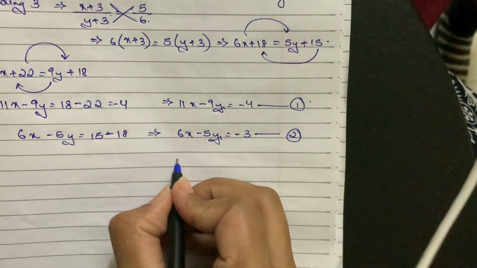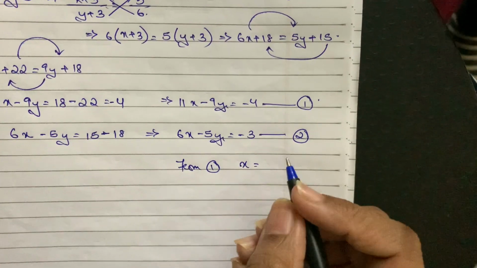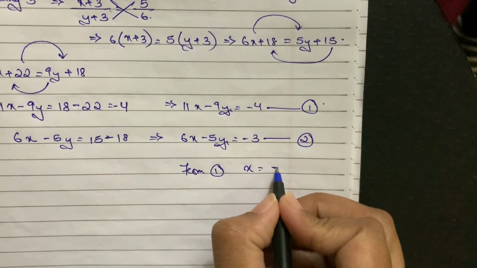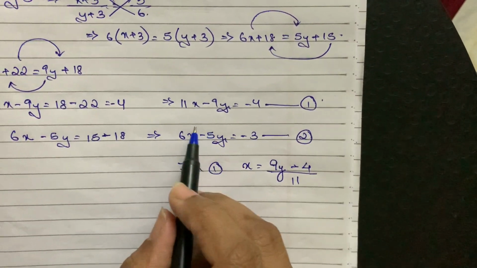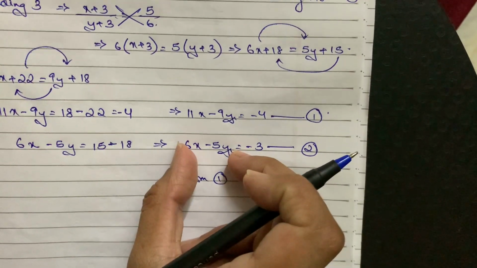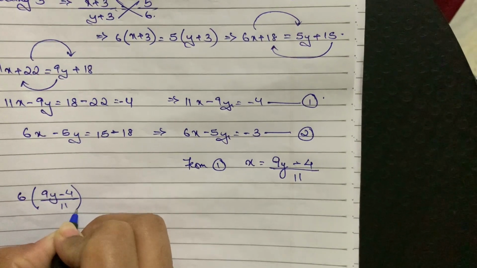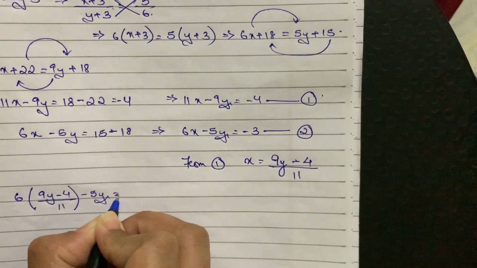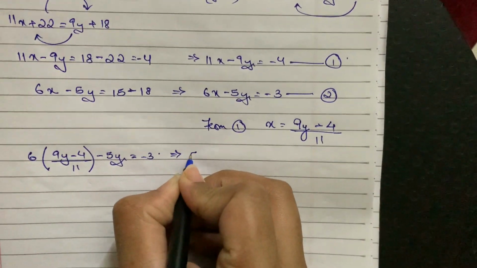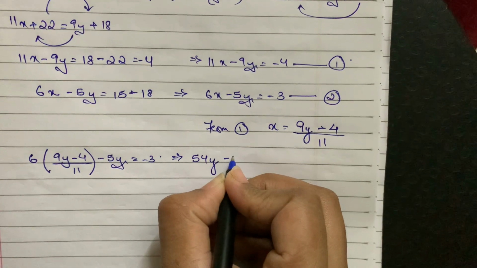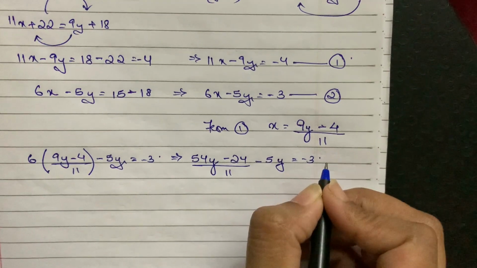From equation 1, I'm going to make x the subject. So x is equal to: minus 9 goes towards the other side, it becomes plus 9, and minus 4 remains as it is, divided by 11. In one step, I've done all the things now. This is to be substituted in the second equation. So that becomes 6 times 9y minus 4 upon 11 minus 5y is equal to minus 3. Then multiplying it, it becomes 54y minus 24 divided by 11 minus 5y is equal to minus 3.